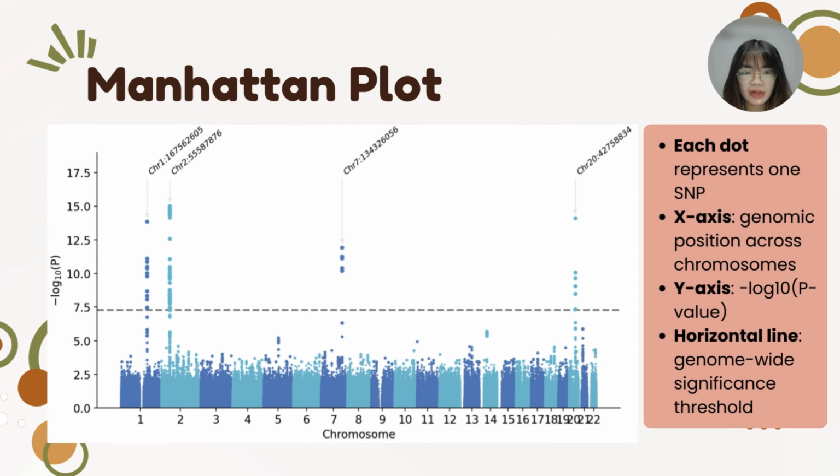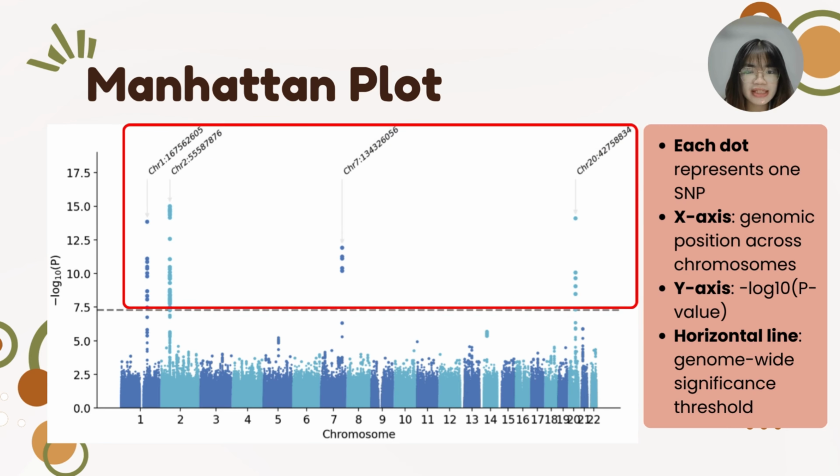This is a Manhattan plot showing the GWAS results for our trait across all 22 autosomes. Each dot represents a single SNP, plotted by its genomic position on the x-axis and the negative log 10 p-value on the y-axis. The higher the dot, the stronger the statistical association with the trait. The dashed line indicates the genome-wide significance threshold, which is generally set as 5 times 10 to the power of negative 8. Any SNP above this line is considered significantly associated with the trait after correcting for multiple testing.